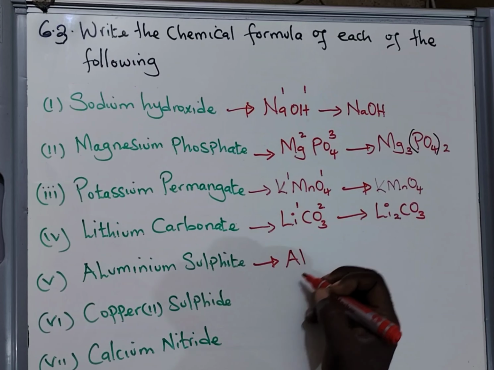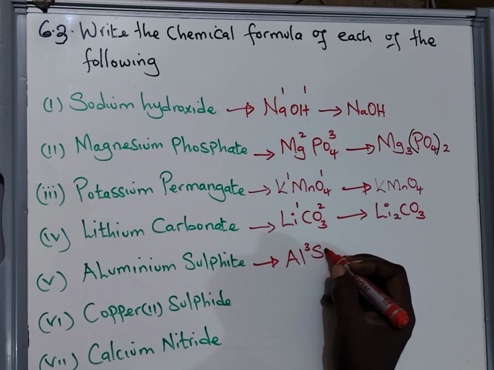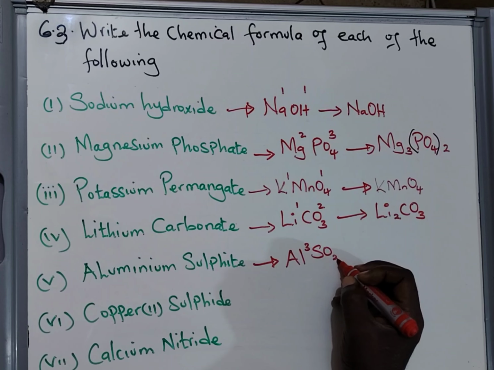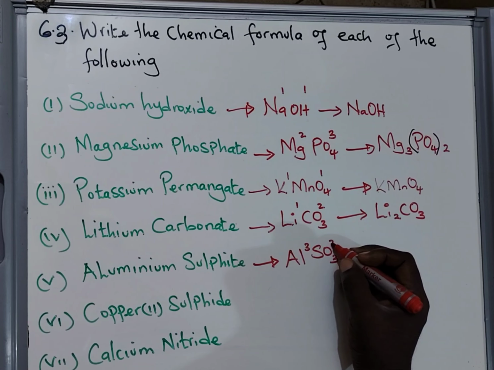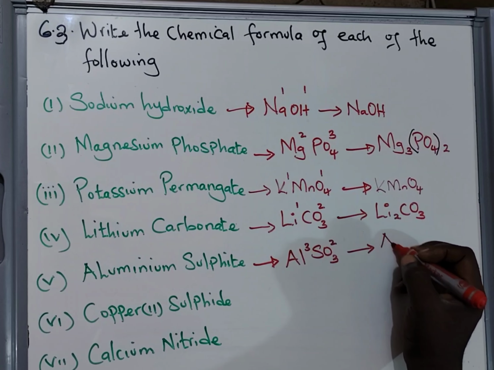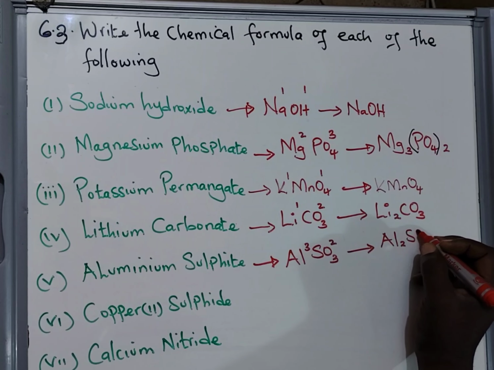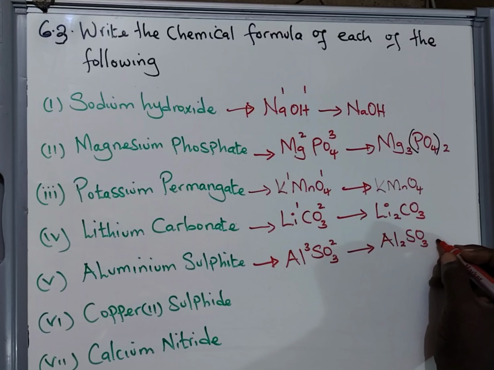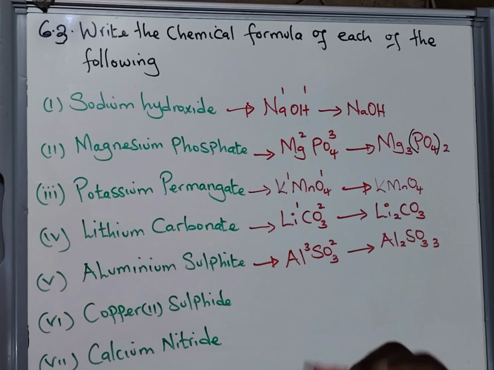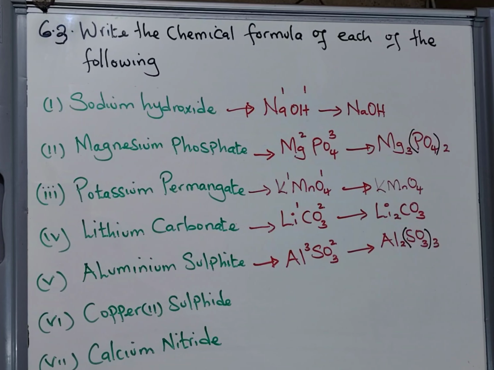Then we come to aluminium sulfite. So aluminium is valence 3, it's group 3. Sulfite is SO3, valence 2. So what happens? They exchange. It becomes aluminium, subscript 2, sulfite, subscript 3. But the 3 is for the whole sulfite. So you put a bracket to show that.